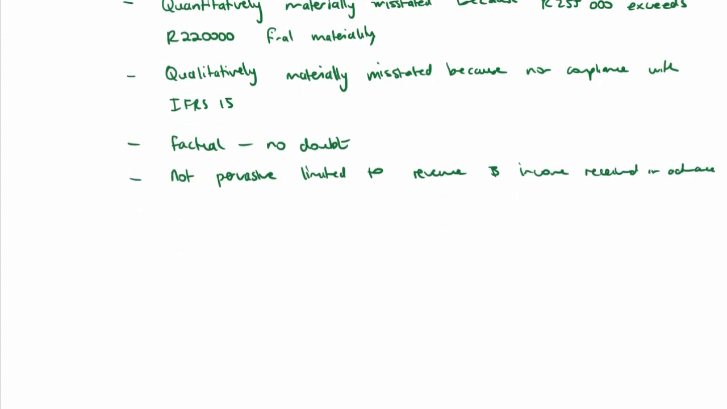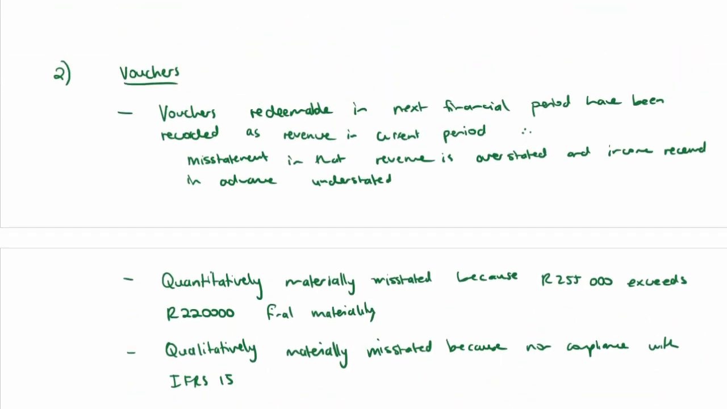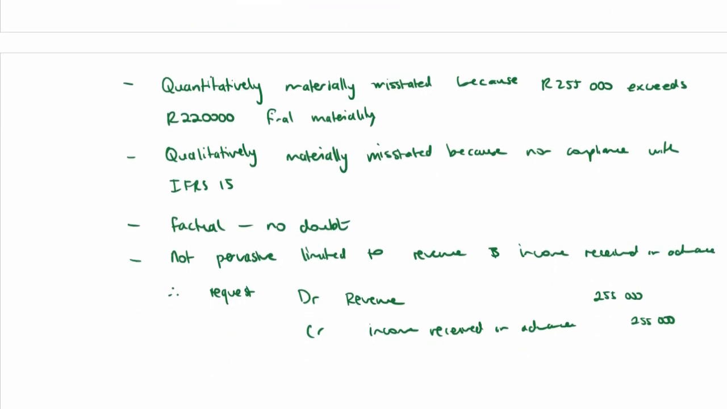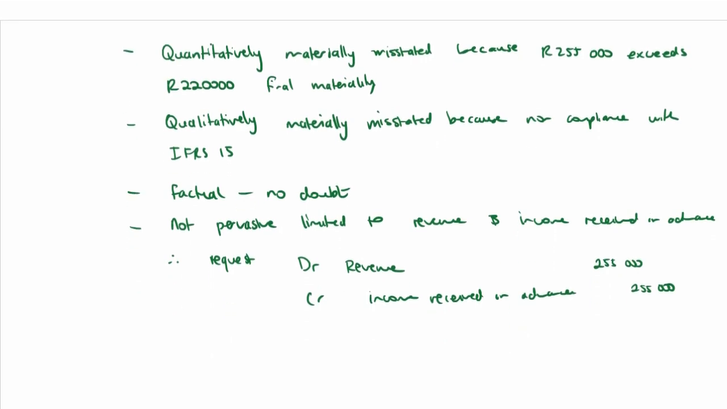And so therefore, I will request that they go and debit revenue, credit income received in advance. And it's as simple as that. If I look at this, I've got 1, 2, 3, 4, 5, 6 marks. Let's look at the second finding.